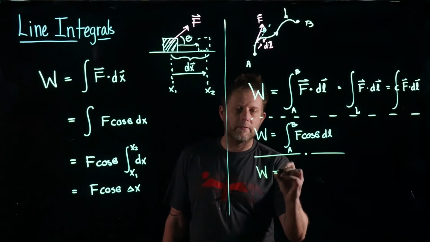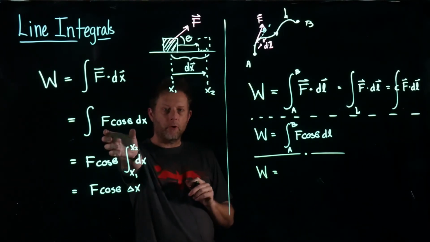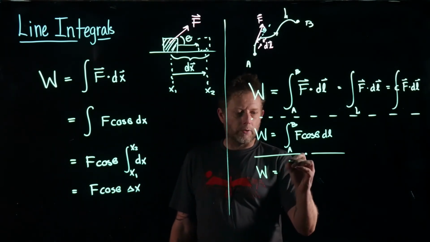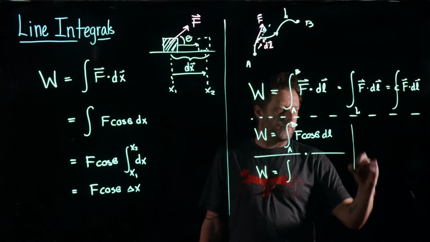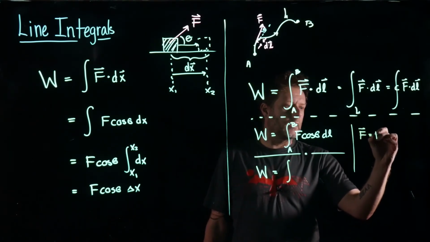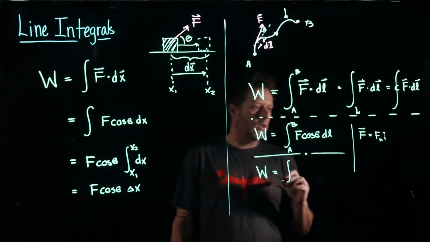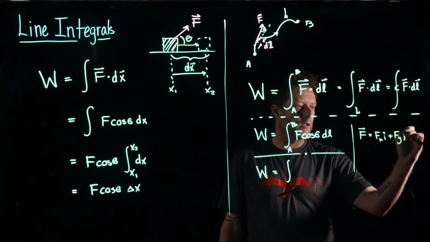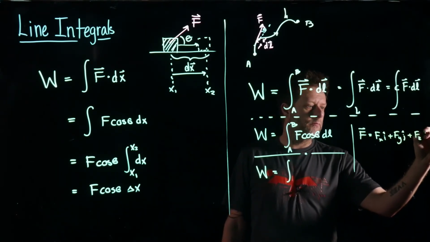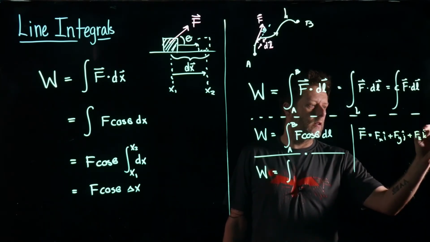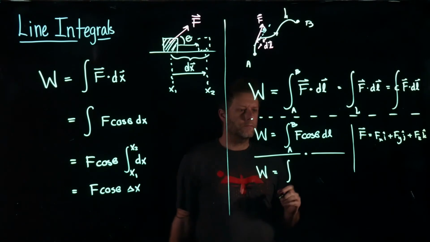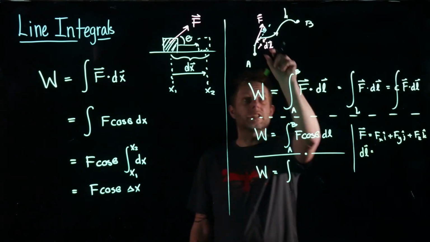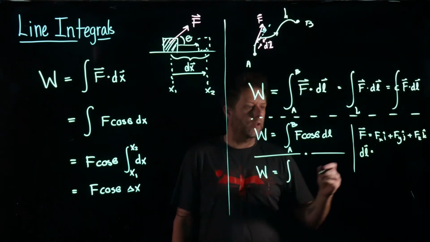Remember, the dot product can be evaluated in two ways. We can use the geometric form, where we use magnitudes and angles, or we can use component form. The component form of the dot product, so we're going to say that the vector force is an x component times this unit vector in the x direction. Same thing for y. And the same thing for z. So this is a three-dimensional configuration.